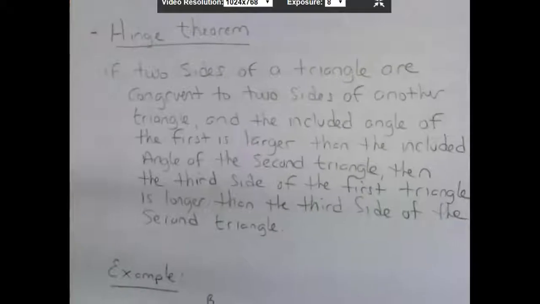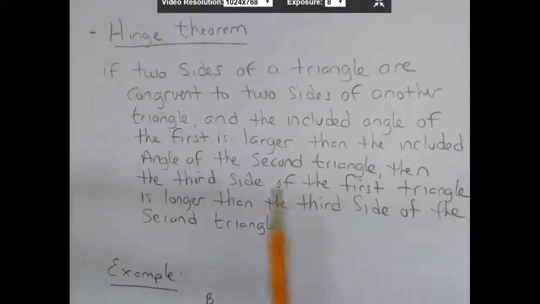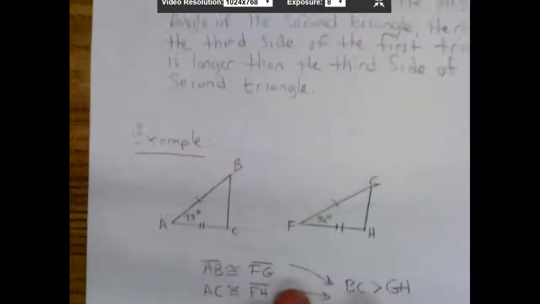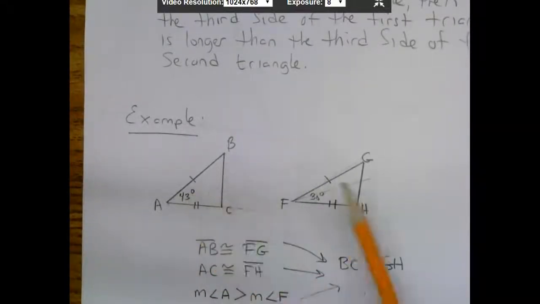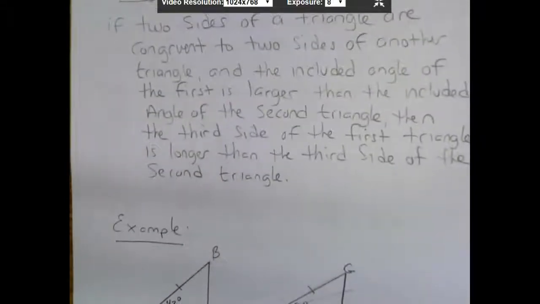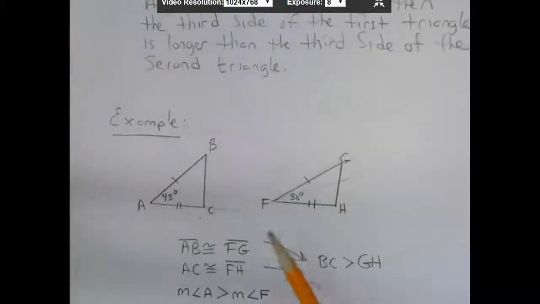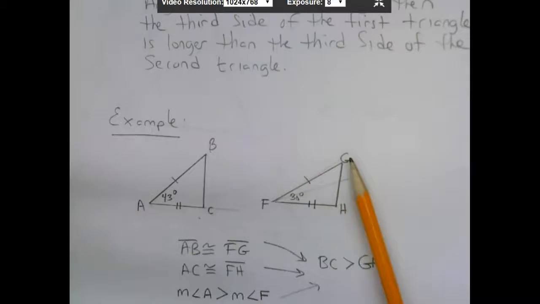So it says if you have that condition, and the included angle of the first is larger than the included angle of the second. So we look here. This first triangle has an included angle of 43 degrees, and then this is 30, and we got side, angle, side. So that's really what it's talking about. So this included angle is greater than the second one. Then we can assume this: the third side of the first triangle is longer than the third side of the second triangle. So then we can say that BC is longer than GH.